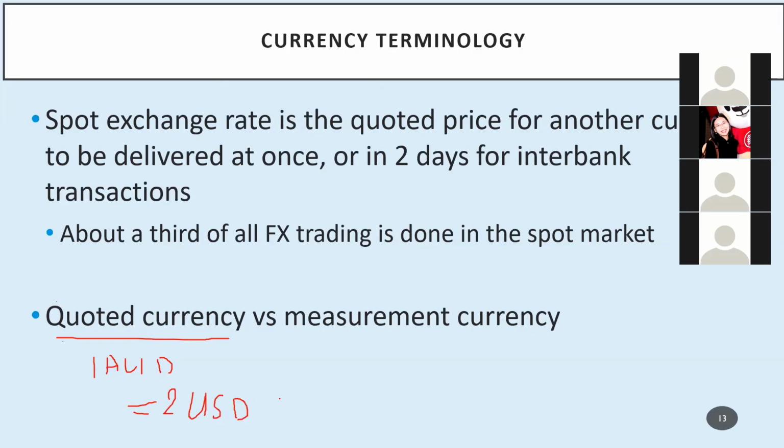So if I give you this quote here, in this case, we are quoting the price for the Australian dollars, yeah? So this quote tells you the price of $1 Australian in terms of the USD, okay? So in this case, the quoted currency is the AUD and the measurement currency is the USD, yeah? So the measurement currency is the units or the price of the other currency.